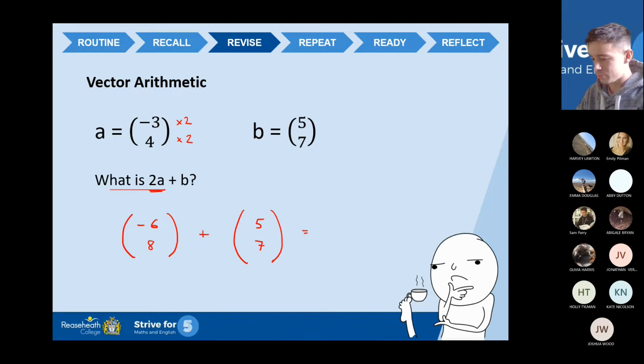Minus 6, add 5 is minus 1. So the top of my new vector will be minus 1. 8 add 7, 15. Thank you for those marks. That'll be worth 2 marks in an exam, and it will appear towards the end of a paper.